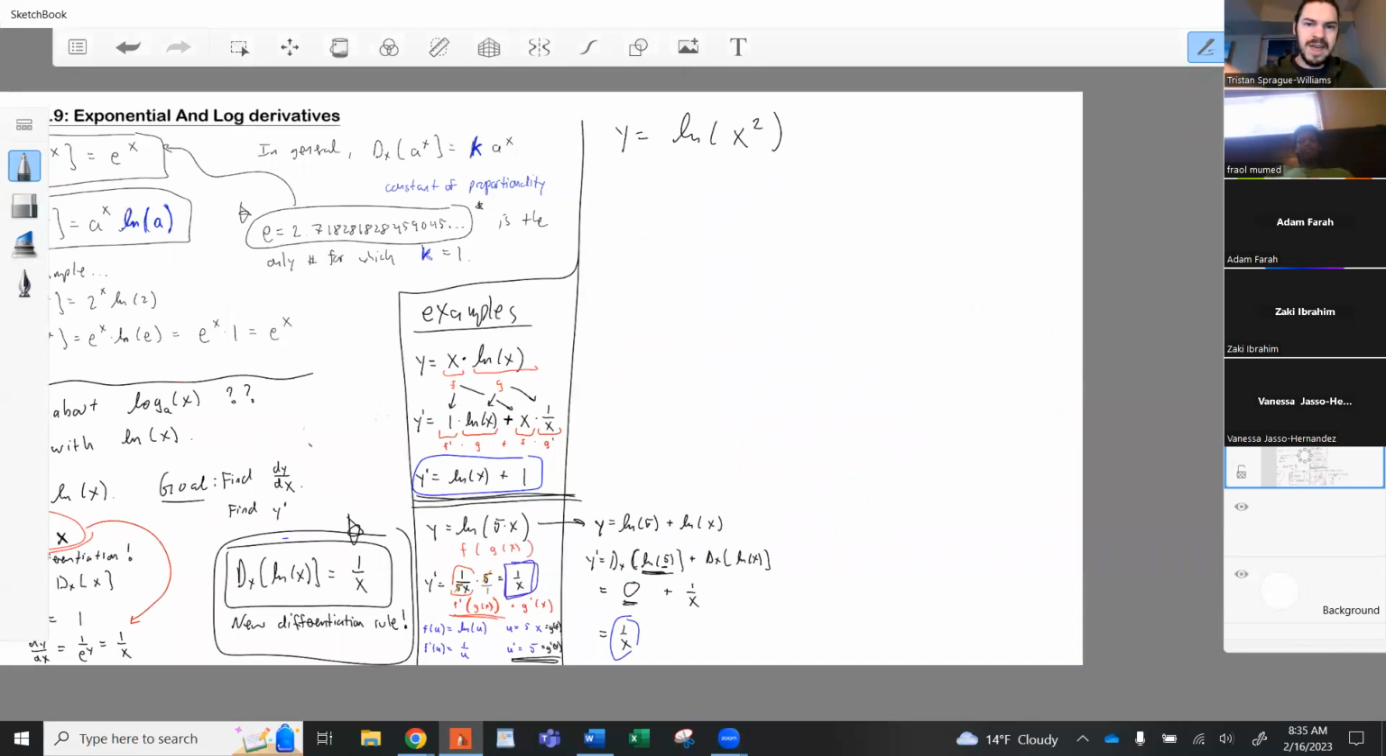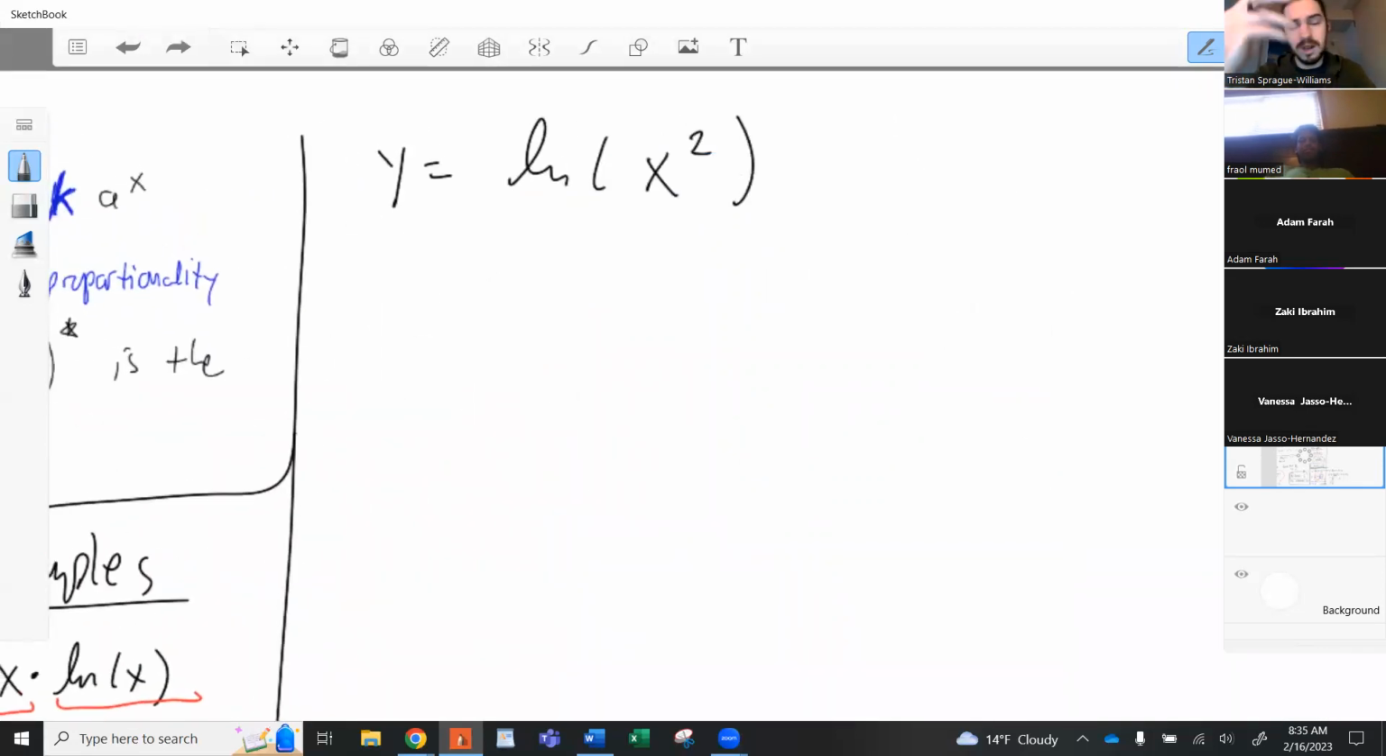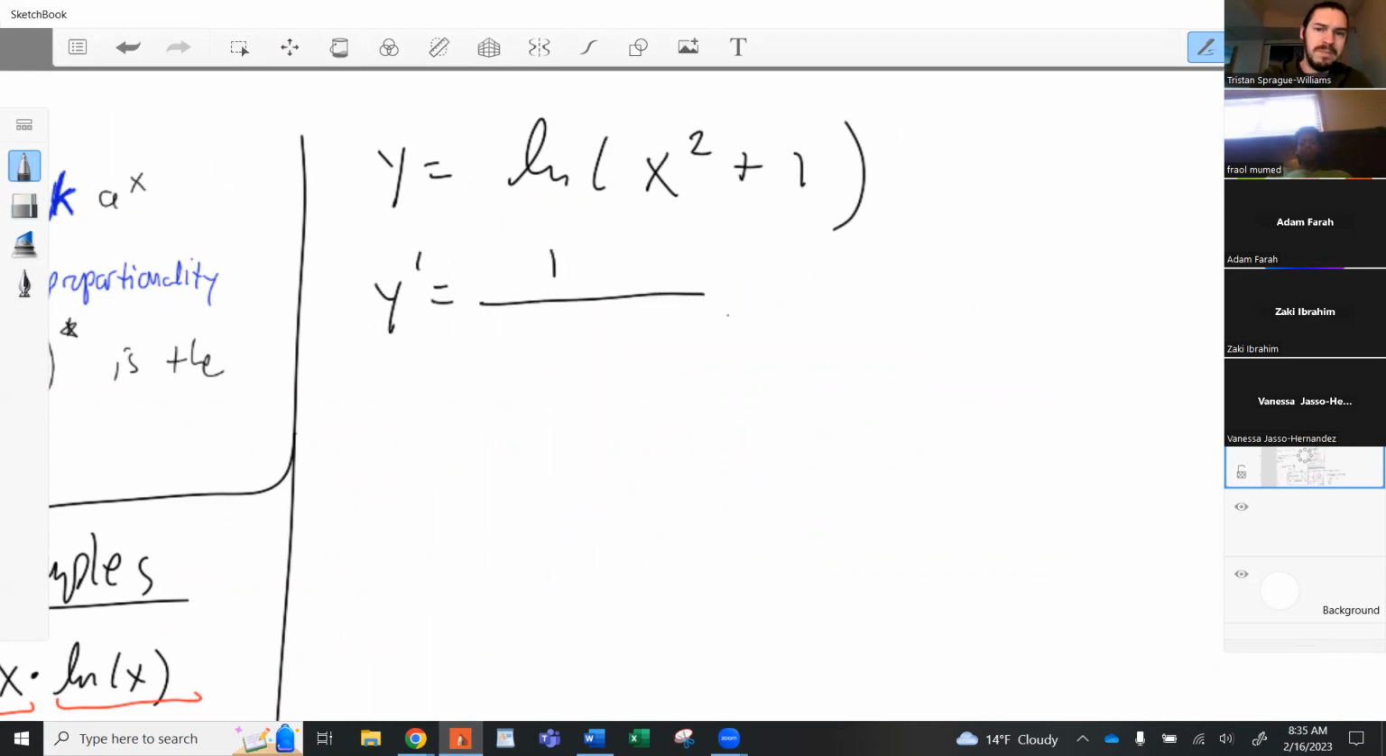Maybe to solidify that, we could do one like this: natural log of x squared plus something, to make it a little more interesting. Let's take this derivative. We start by just doing 1 divided by whatever's inside here, so x squared plus 1, like that.